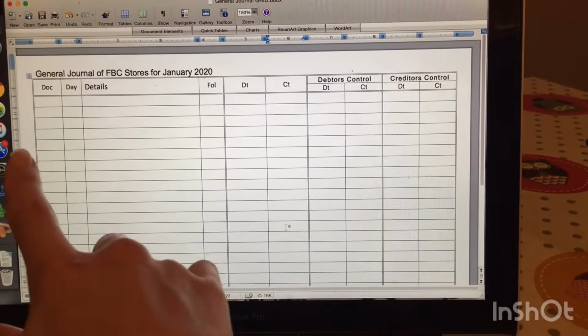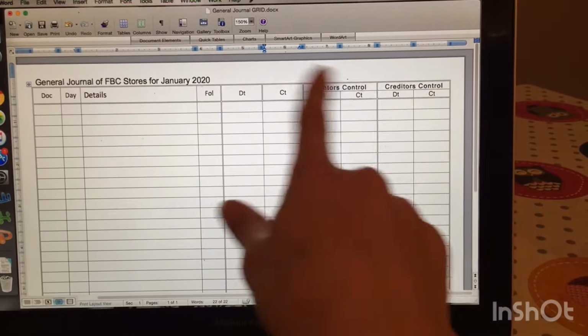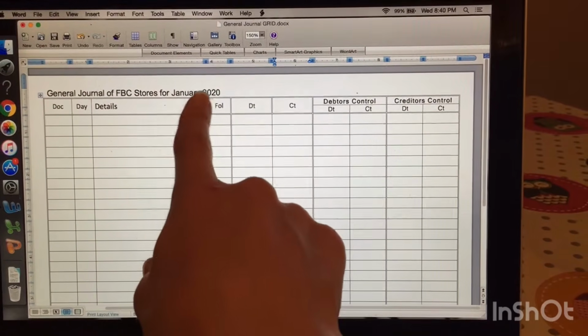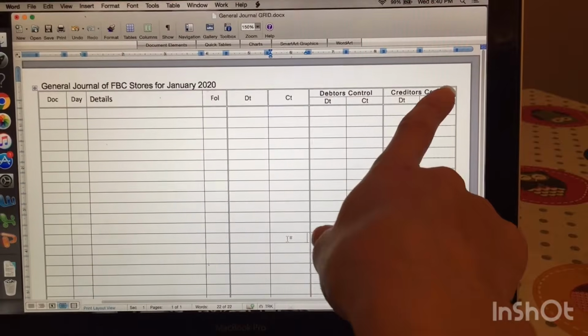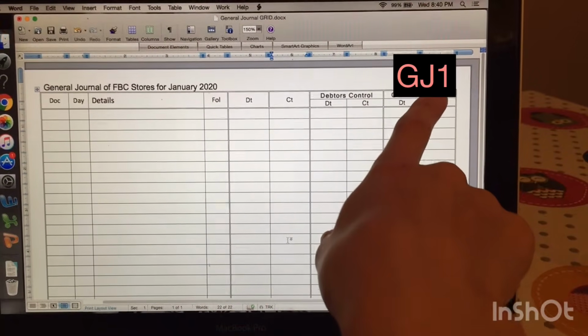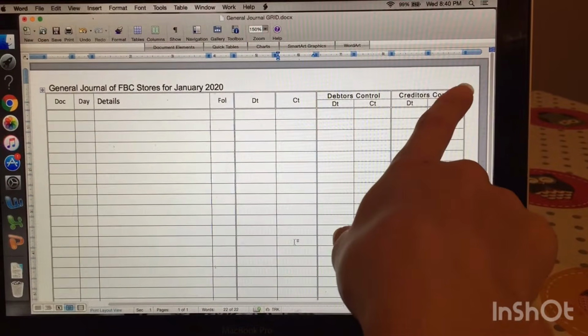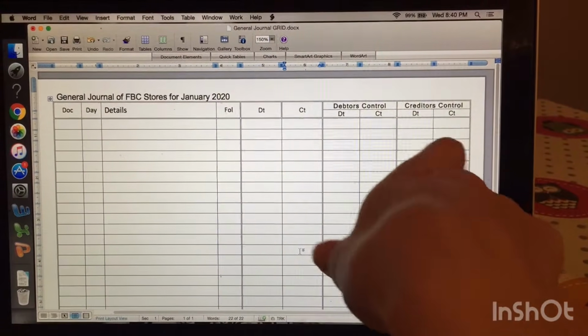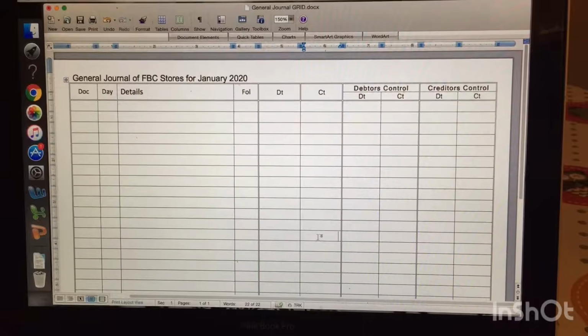So before you start, you fill in your headings again. You're going to write the general journal of the business FBC stores for January 2020. And then if you want to, over there in that corner, you can write GJ number 1, because I said January is the first month. You'll always have a number in there as well.